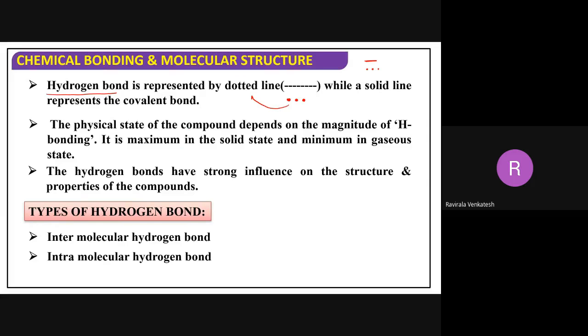There are 2 types of hydrogen bonding. One is called intermolecular hydrogen bonding. Inter means between the molecules. Intra means within the molecule. So the 2 types are intermolecular and intramolecular hydrogen bonding.